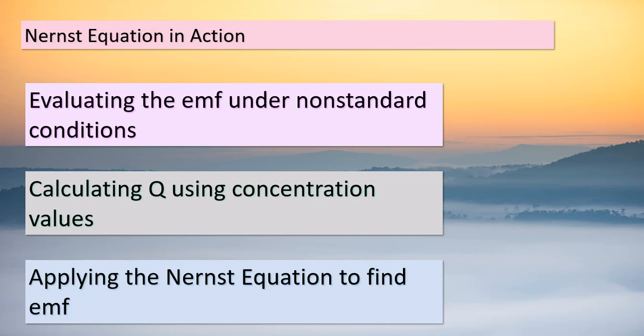Here, n represents the number of moles of electrons transferred in the cell reaction. The variable Q is the reaction quotient, which takes into account the ratio of product concentrations to reactant concentrations. This equation gives us a powerful tool to predict and comprehend the behavior of voltaic cells when reactant and product concentrations aren't at their standard levels. Let's continue our journey to see this equation in action.